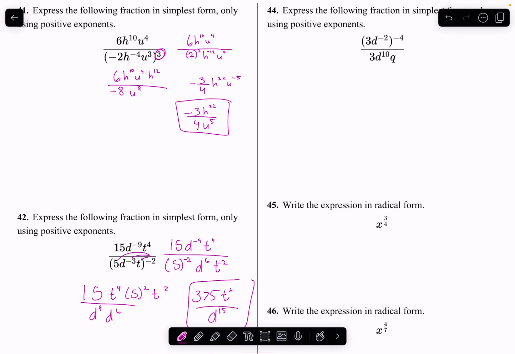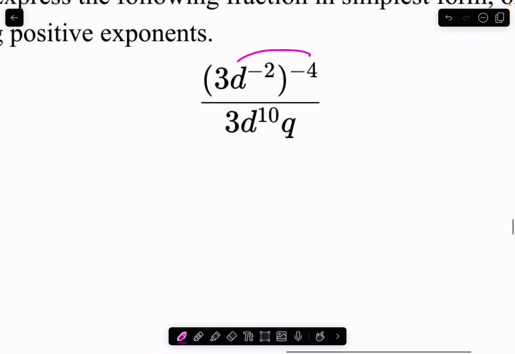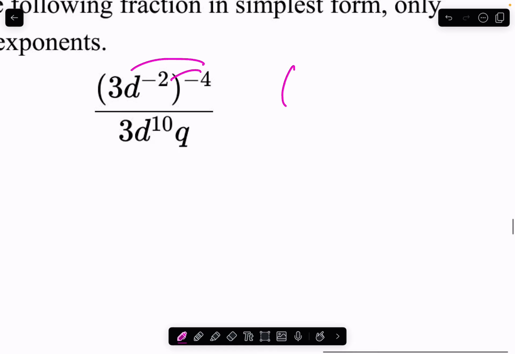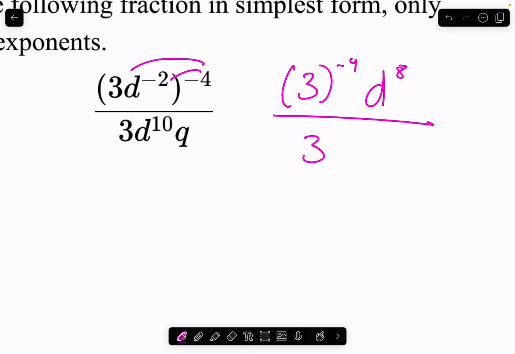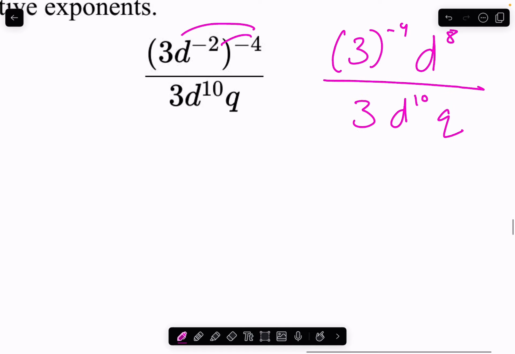Okay, so let's go ahead and, I guess we'll do one more of those. All right, so we'll go ahead and distribute this. So we end up with 3 to the power of -4 and d to the power of 8 all over 3, d to the 10, and q. So, oh, this is a good one. I'm glad we did this one.